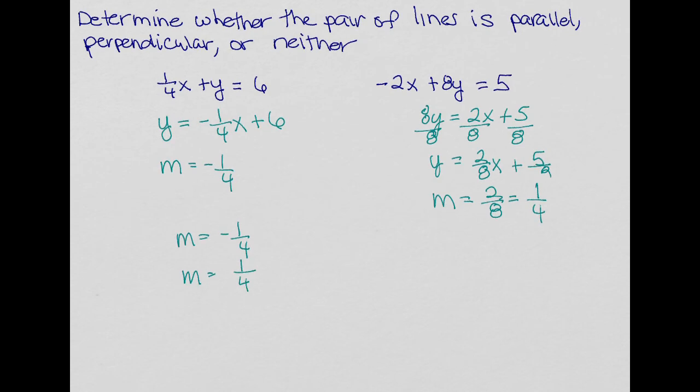They are opposite signs, but they're not negative reciprocals. So for this one, it would be neither. If they had the same slope of 1/4, then they would be parallel. And if this were flipped over and this was a positive 4, then they would be perpendicular.